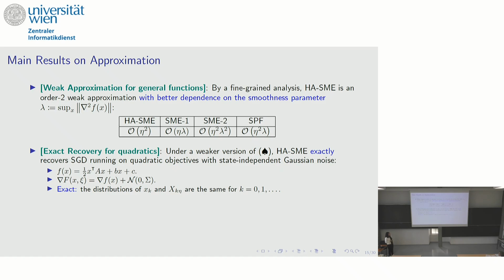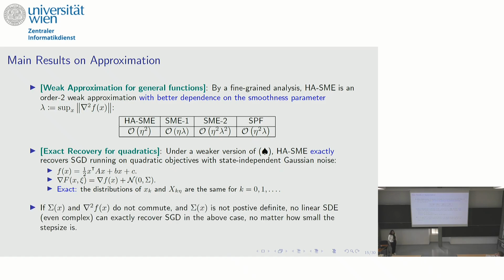And you might think this is not really too surprising, given that it's a quadratic function, right? You could probably come up with some linear SDEs that approximate well. But we've shown that indeed this is not that easy. We've shown that if this covariance sigma and your Hessian do not commute, and if your sigma is not positive definite, then you cannot possibly construct any linear SDE that recovers SGD exactly, no matter how small you choose the step size.